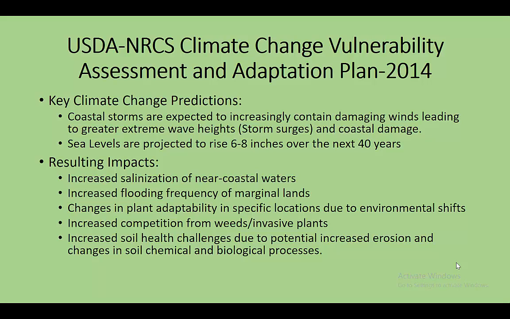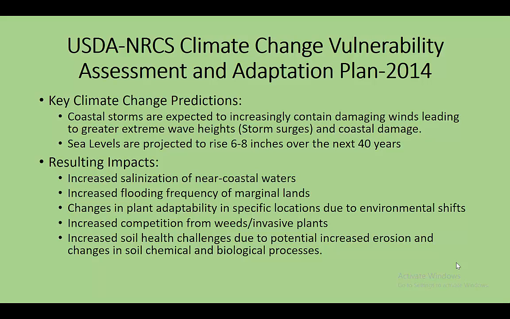In 2014, the NRCS, the agency I work for, developed a climate change vulnerability assessment and adaptation plan. And in that, it specifies that some of the predictions are that coastal storms will increase and cause damage. And yeah, that's happening, right? Sea levels are predicted to rise 6 to 8 inches over the next 40 years or so, next 4 decades. Yes, sea level rise is happening, and it's impacting agriculture. It's impacting infrastructure also, for that matter, but we're more concerned here about agriculture.